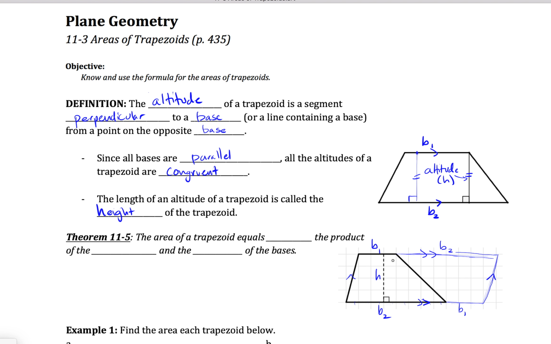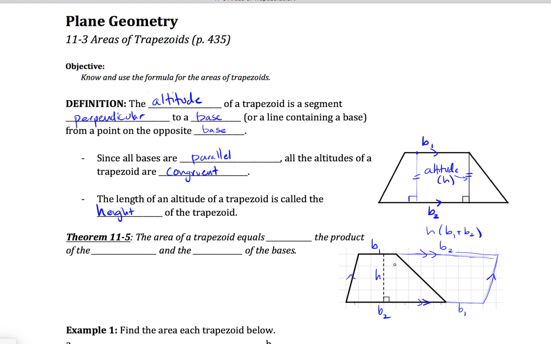It would make sense, since these 2 trapezoids here and here are identical to one another, if I wanted to know just the area of this trapezoid. The area of the parallelogram we said was the height times base 1 plus base 2. That's the entire parallelogram.